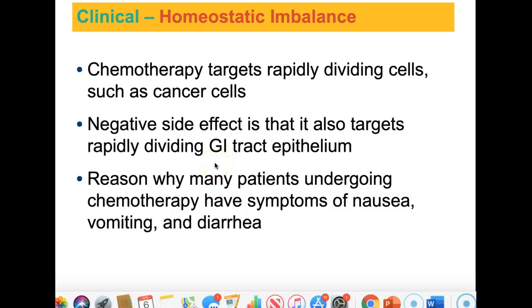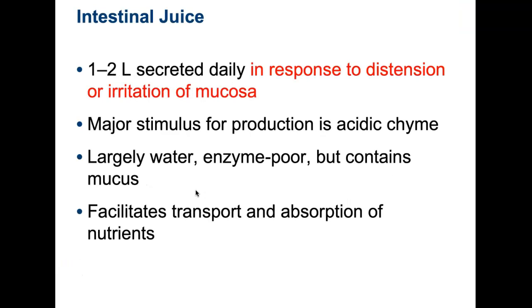So these rapidly dividing cells have to replenish themselves. If every time you eat you're scraping off some of the cells, they are also rapidly dividing. So cancer cells that are rapidly dividing and healthy GI tract epithelium that are rapidly dividing are both affected by chemotherapy drugs. That's why many patients undergoing chemotherapy have issues with diarrhea, with food absorption, with wanting to eat, right? It all leads together. You have to have rapidly dividing GI tract epithelium because it's constantly being scraped off and you need to replenish it.